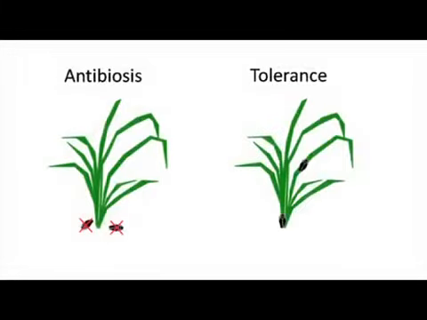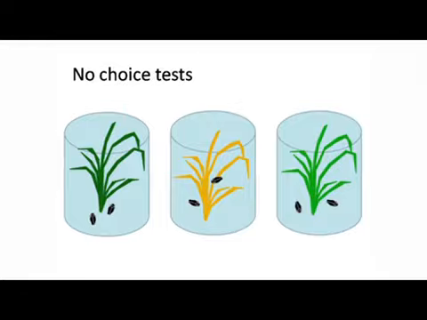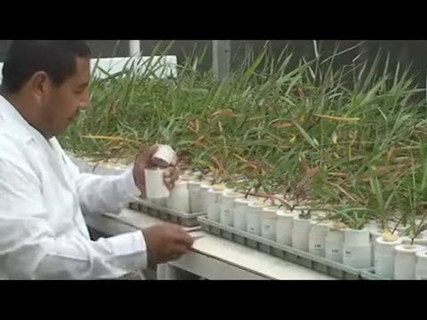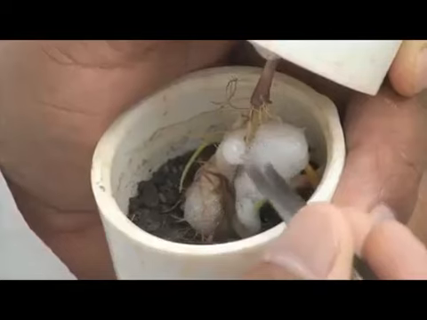Both antibiosis and tolerance are best detected in no-choice tests, where herbivores are confined and therefore forced to feed on a single plant. Our video will demonstrate a no-choice test designed to estimate antibiosis and tolerance to spittlebug herbivory in brachiaria grasses.